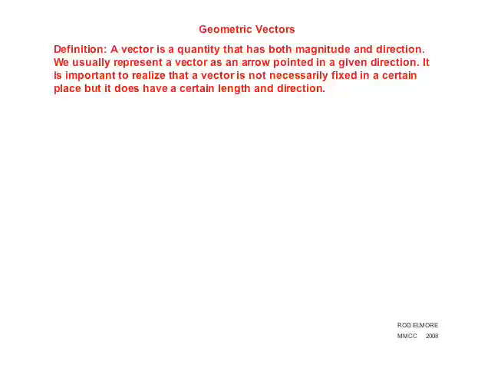Geometric vectors. Definition. A vector is a quantity that has both magnitude and direction. We usually represent a vector as an arrow pointed in a given direction. It is important to realize that a vector is not necessarily fixed in a certain place, but it does have a certain length and direction.